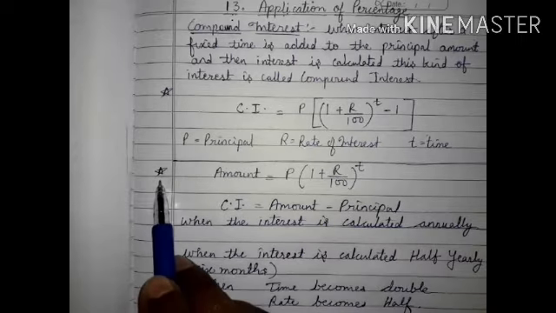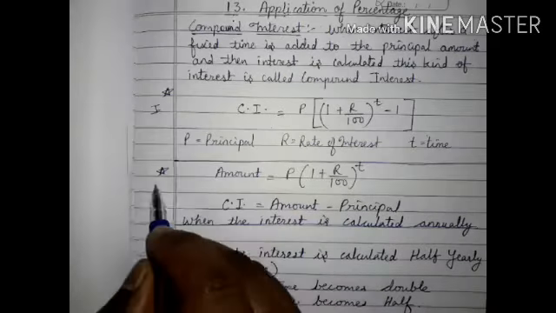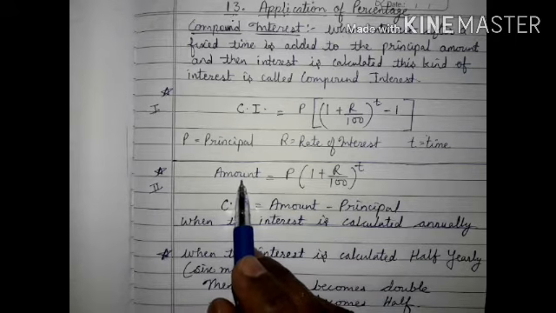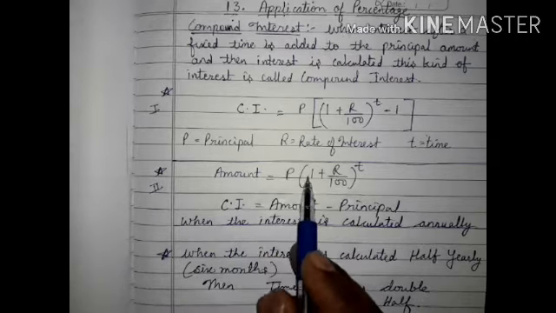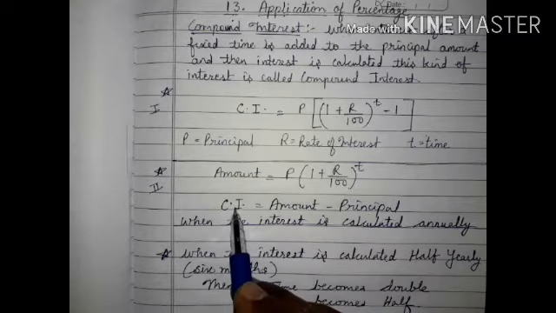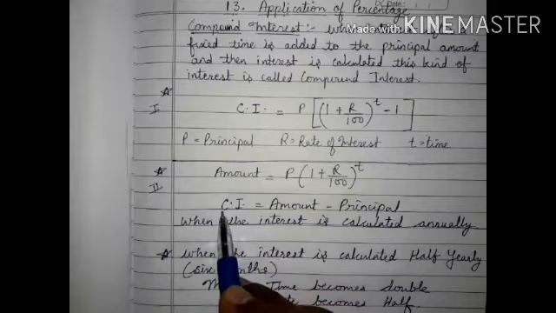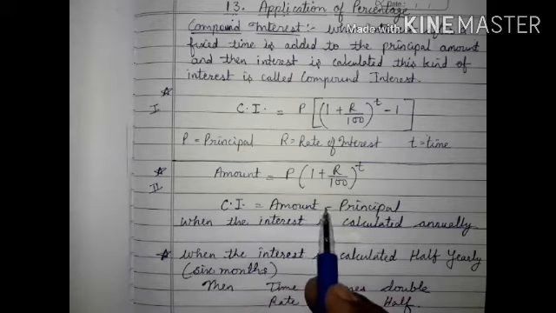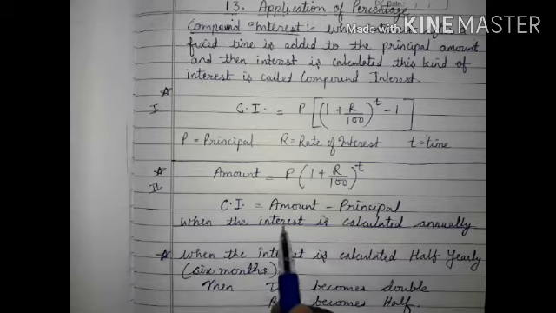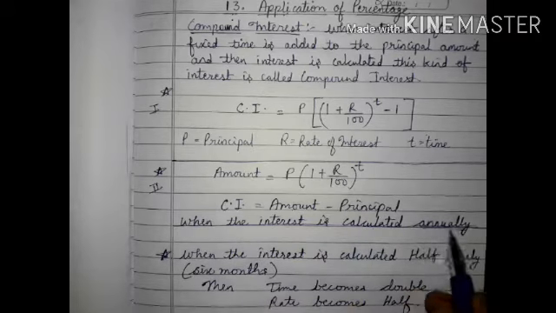Now one more method. This is the first method to find and this is the second method. In the second method, how can we find it? Amount is equal to principal times 1 plus r upon 100 power t, and when we find the amount, then compound interest is equal to amount minus principal. This is also when the interest is calculated annually.